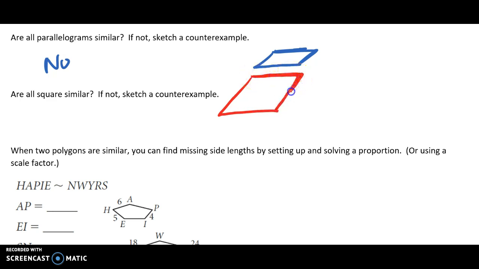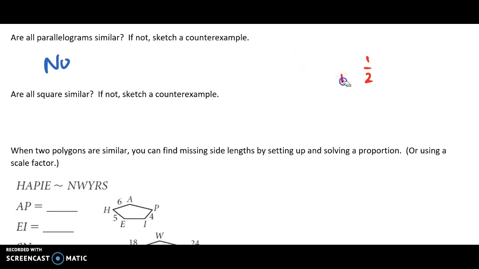So again, looking at the ratios here, these two sides are congruent, so they have a ratio of 1 to 1. This might be twice that. So this might have a ratio of 1 to 2. So the corresponding sides do not have the same ratio. You could also approach this via angle. Parallelograms do not all have to have the same angle measures. So that would also show you that parallelograms are not always similar.